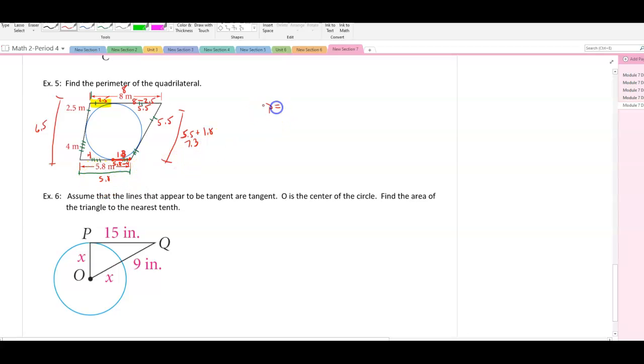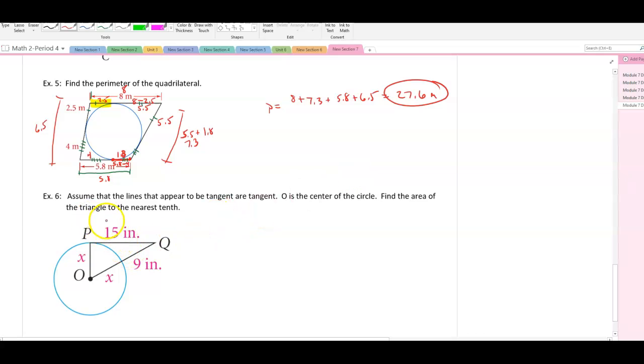So now the perimeter would just be the length of each side added up. So 8 plus 7.3 plus 5.8 plus 6.5. And when I add that together, I get a perimeter of 27.6 meters. Okay.